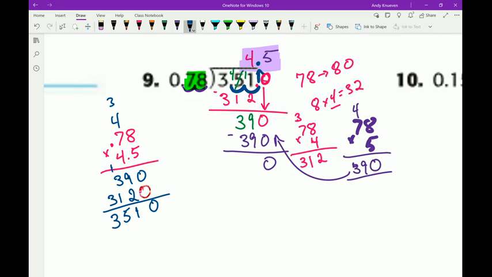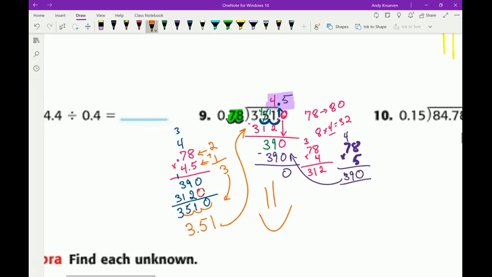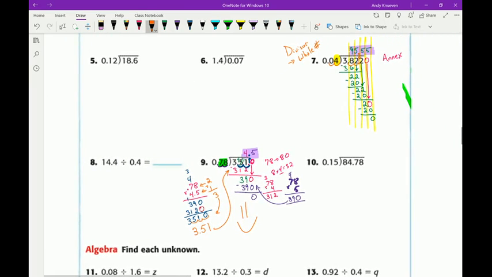And 3, this is certainly not 3,510. I need to look at my problem. I see I have 2 digits to the right of the decimal in 0.78. I have 1 digit to the right in 4.5. So I add it together. I should have 3 numbers to the right of the decimal. And I end up with 3.51. And that is exactly what we started with. So that makes us all nice and happy. All right, so that's a couple examples here on dividing decimals by decimals.